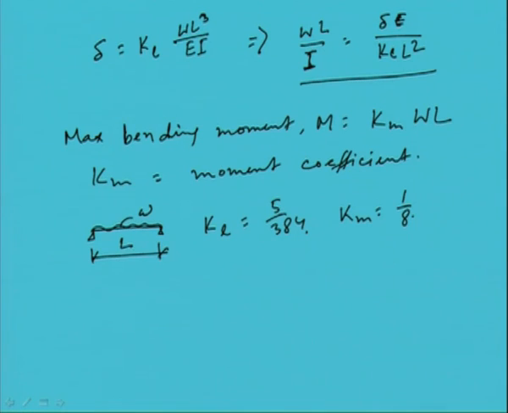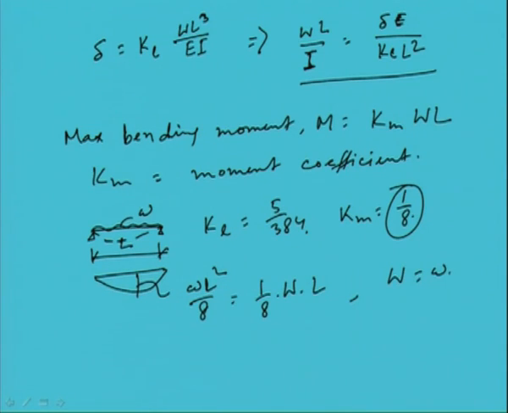Maximum moment will develop here as WL square by 8. So, we know maximum moment will be WL square by 8, that means 1 by 8 into W into L, where capital W is equal to w into L. So, we can find out Km as 1 by 8. Again, we know we can write M by I is equal to sigma by Y.